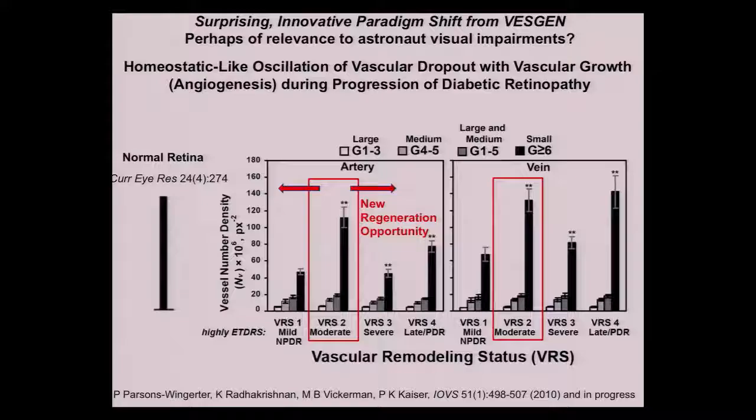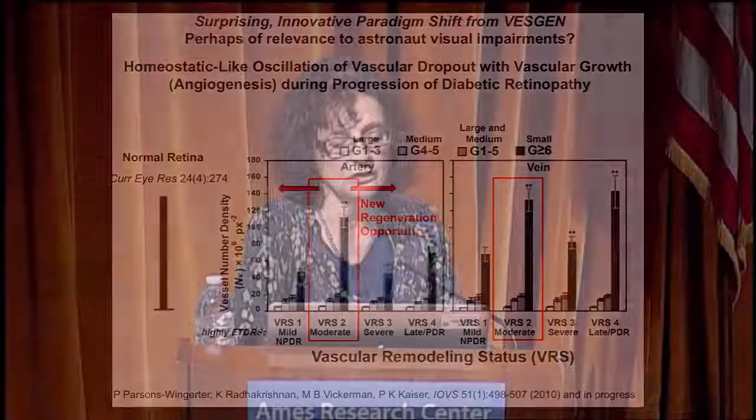So we were surprised to discover that there was actually a very strong regeneration of the small vessels as measured by the VESGen analysis at an early stage of the disease, because the prevailing paradigm for some decades has been that the vessels simply drop out in early stages and then regrow abnormally at the late stage.